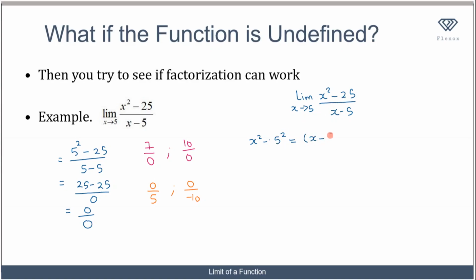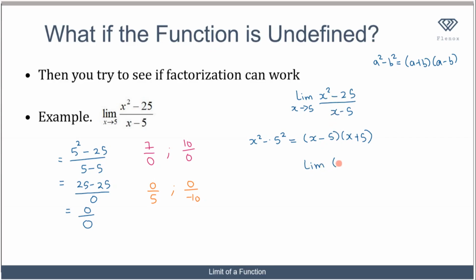X minus 5 and what? X plus 5. So that is from our discussion on difference of two squares, where we said that if you have a squared minus b squared, it is the same thing as a plus b times what? A minus b. So that is pretty much what we have applied here. So now I can substitute here. So this becomes what? The limit of what?